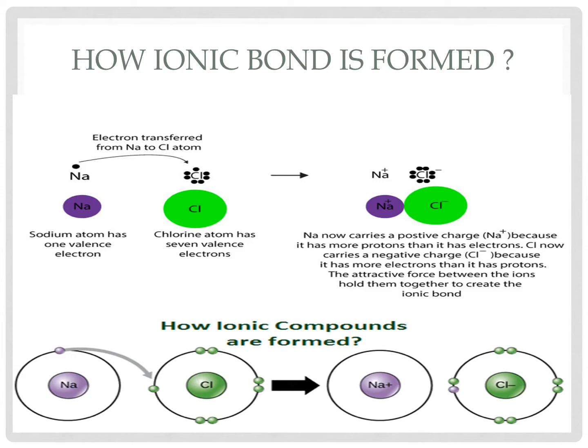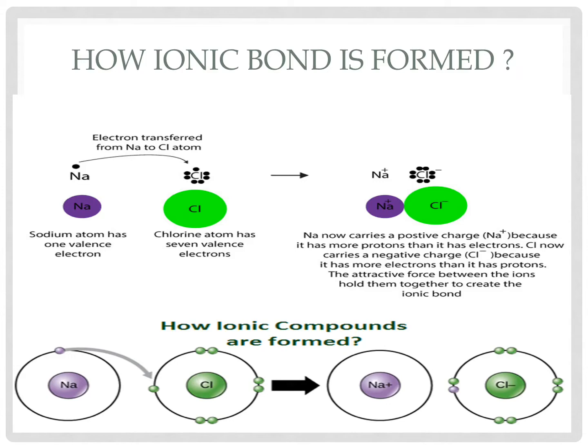Na now carries a positive charge because it has more protons than electrons. By the way, if the number of electrons and protons is equal, the atom is balanced, but if it loses an electron it has more protons, so sodium becomes positively charged. Chlorine now carries a negative charge, it is a negatively charged ion, because it has more electrons than protons.